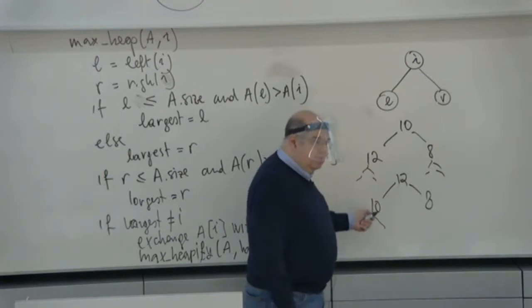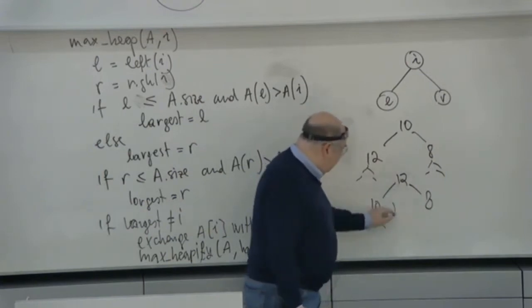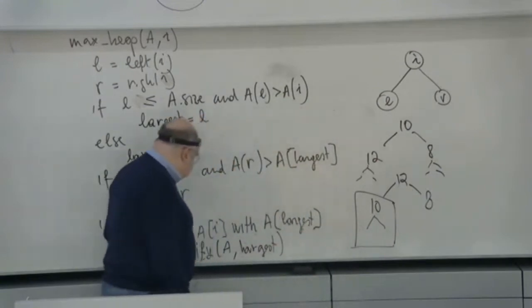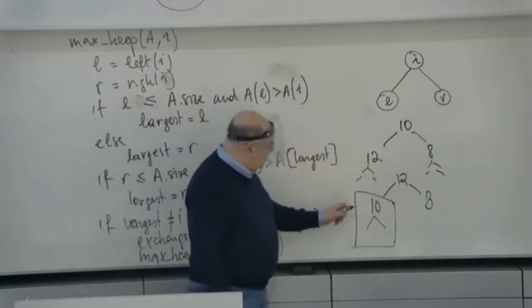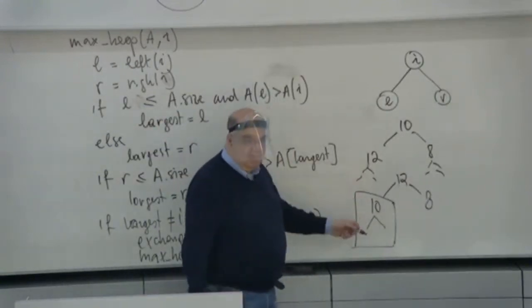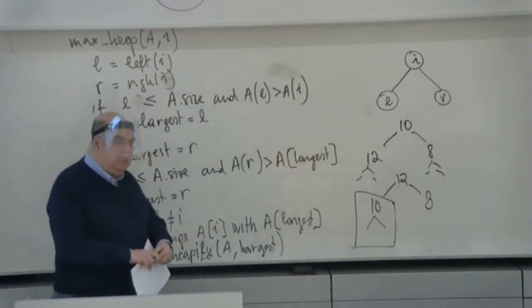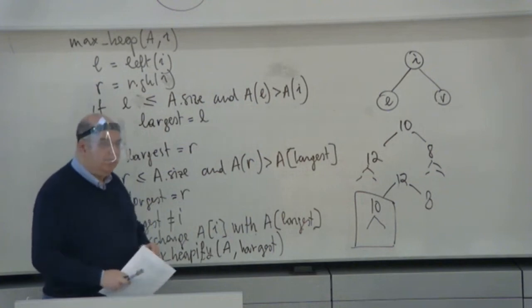max heap property. So the idea is that you do so, and then you start max heapifying this, which is max heapifying A at the largest. The largest was this one, okay, so in my example. Okay, so that is the working of the algorithm.